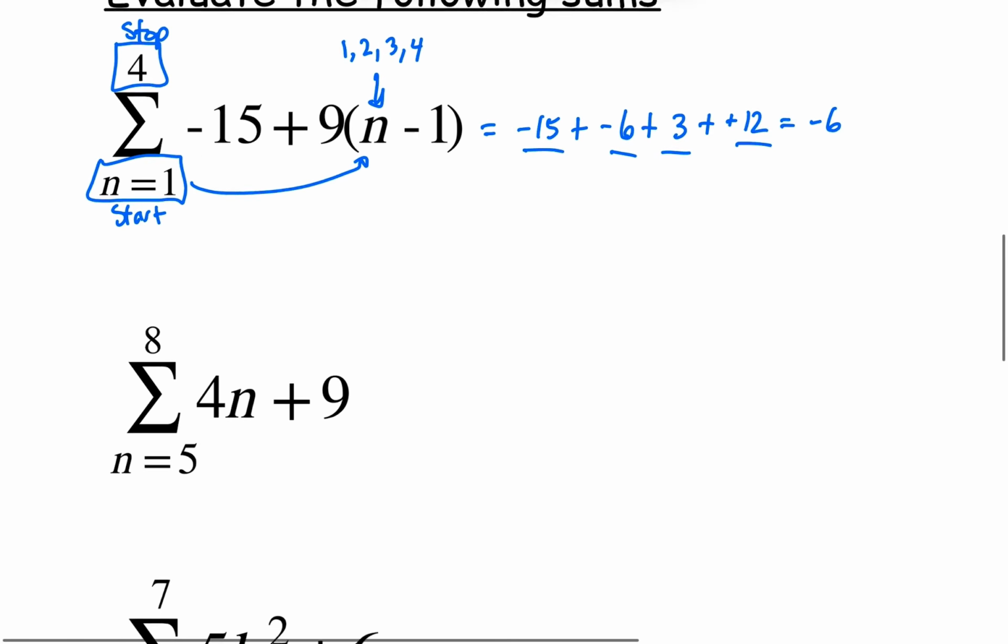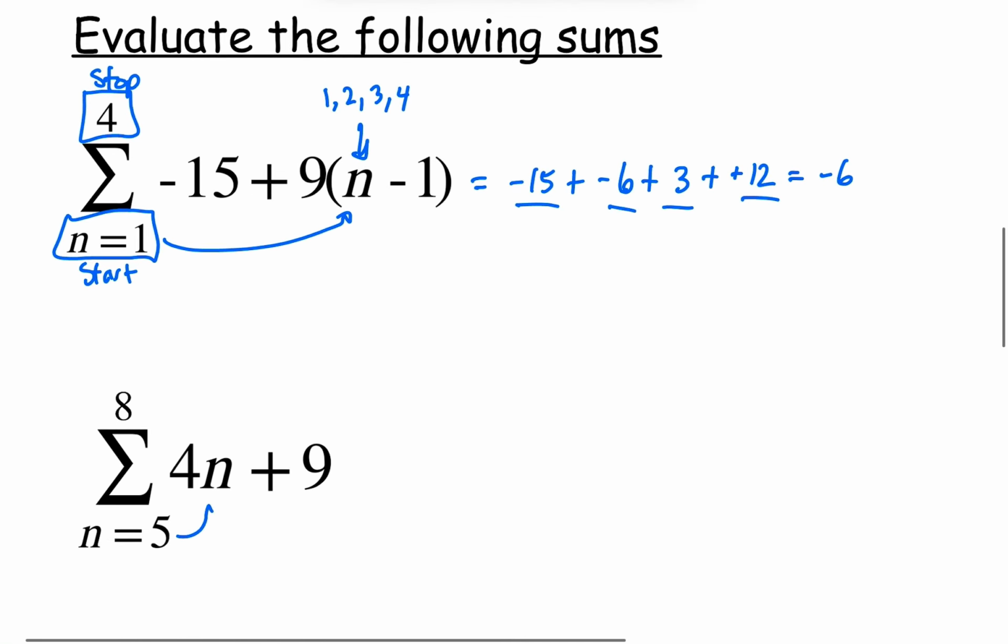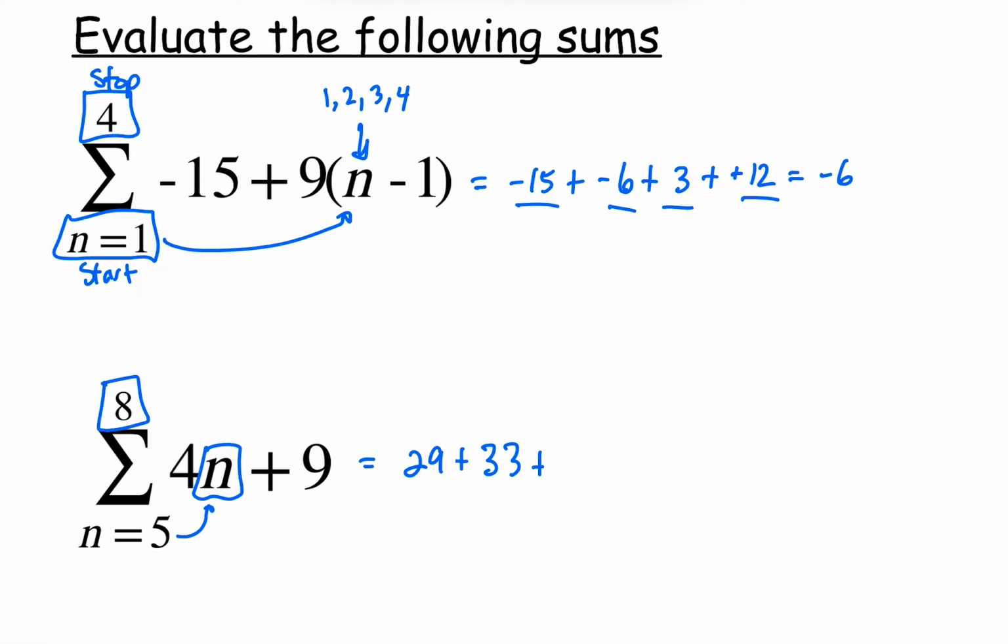So not too bad. On this one, we're not starting at 1, we're starting at 5. And so it'd be 4 times 5, that's 20, plus 9 is 29. And then I plug in 6. 4 times 6, 24, plus 9 is 33. Plug in 7, and I'm going to stop at 8. So I'm going to keep going here. I plug in 7, I get 37. Plug in 8, I get 41. And when I add these all together, I get 140. So this was by plugging in 5. This was plugging in 6. That was putting in 7, and that was putting in 8.